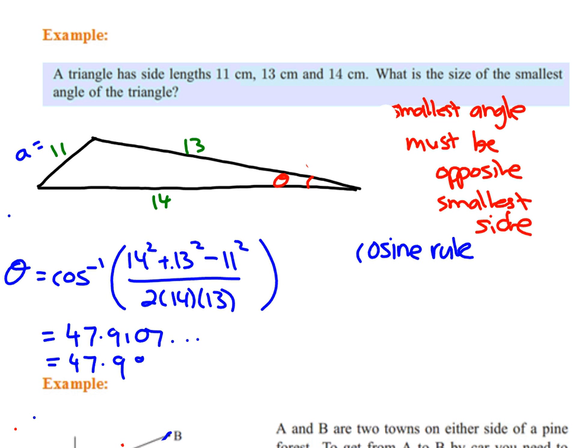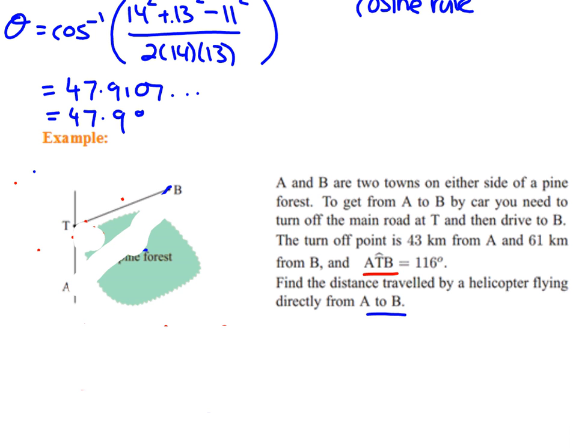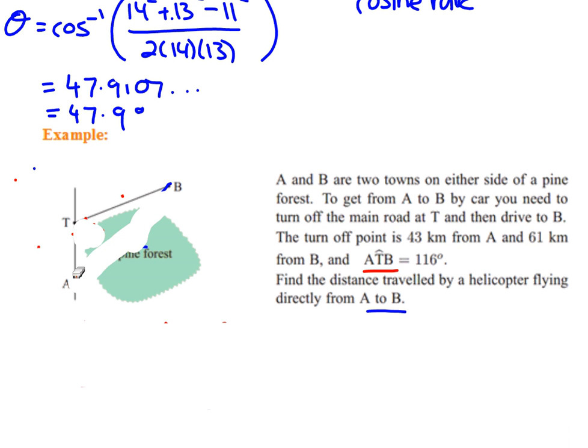A and B are two towns, here's A and B, on either side of a pine forest. To get from A to B by car, you need to turn off the main road at T and then drive to B. So from A to B, they are talking about going to T and then turning off to go to B. That's what they're talking about there. The turn-off point is 43 kilometers from A.